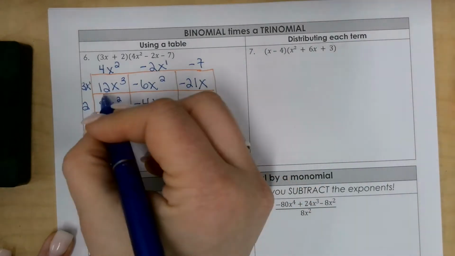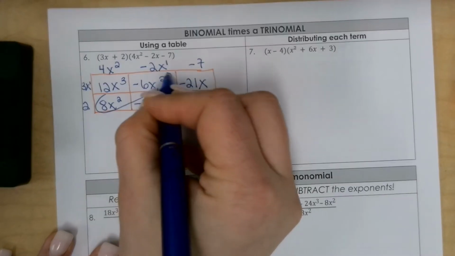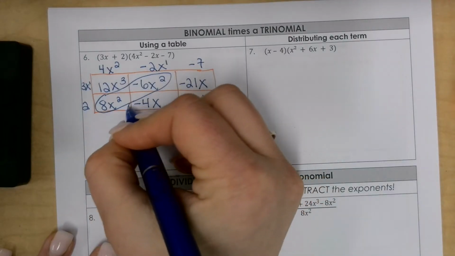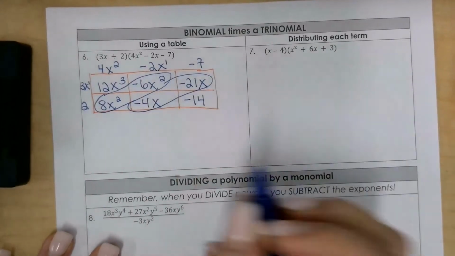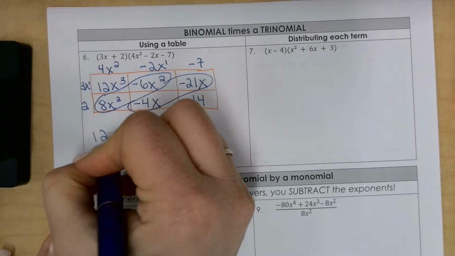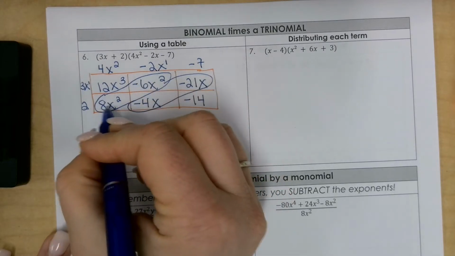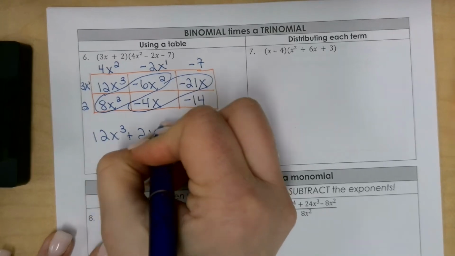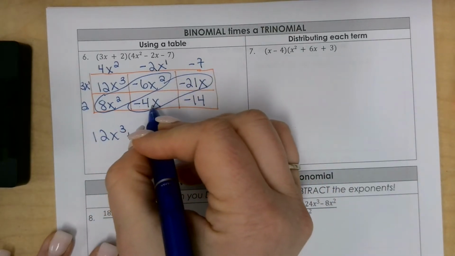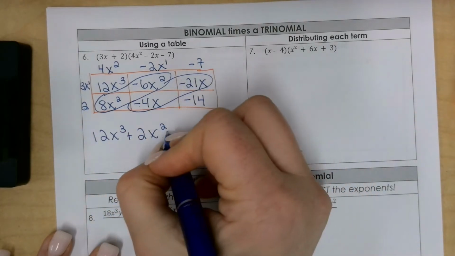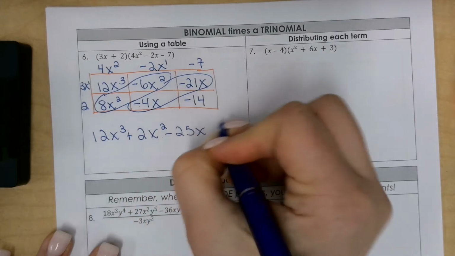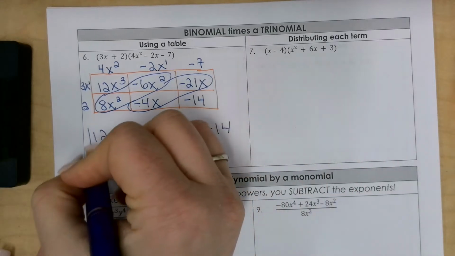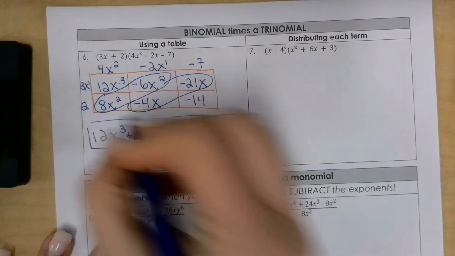As with binomials, my diagonals are going to contain my like terms. So I'm just going to circle that. 12x cubed is my first term. I have 8x squared minus 6x squared, so that's going to be positive 2x squared, minus 4x minus 21x is minus 25x, and the minus 14 is what remains.